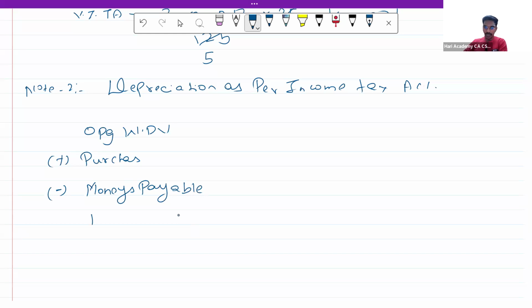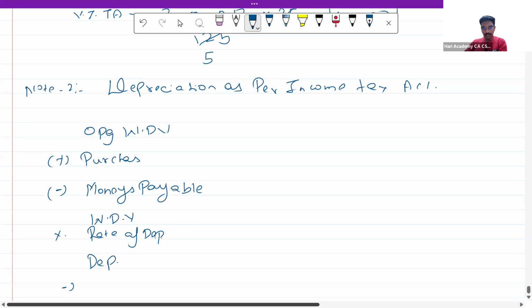This will give you the WDV. On this WDV you have to charge the rate of depreciation. The rate of depreciation is going to give you the depreciation, and this has to be subtracted, which will give you the closing WDV. Closing WDV. This is the point.